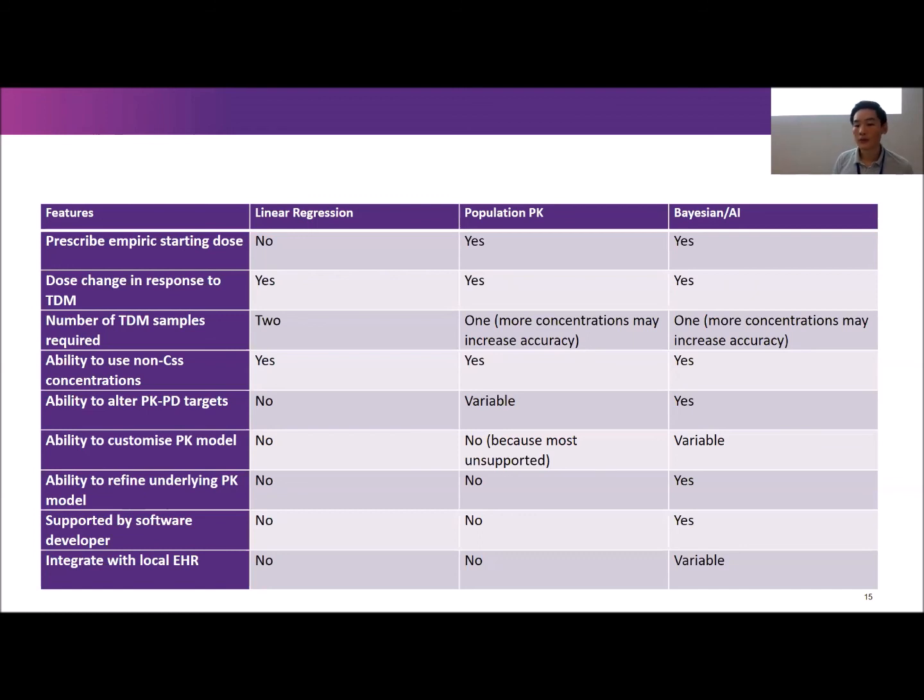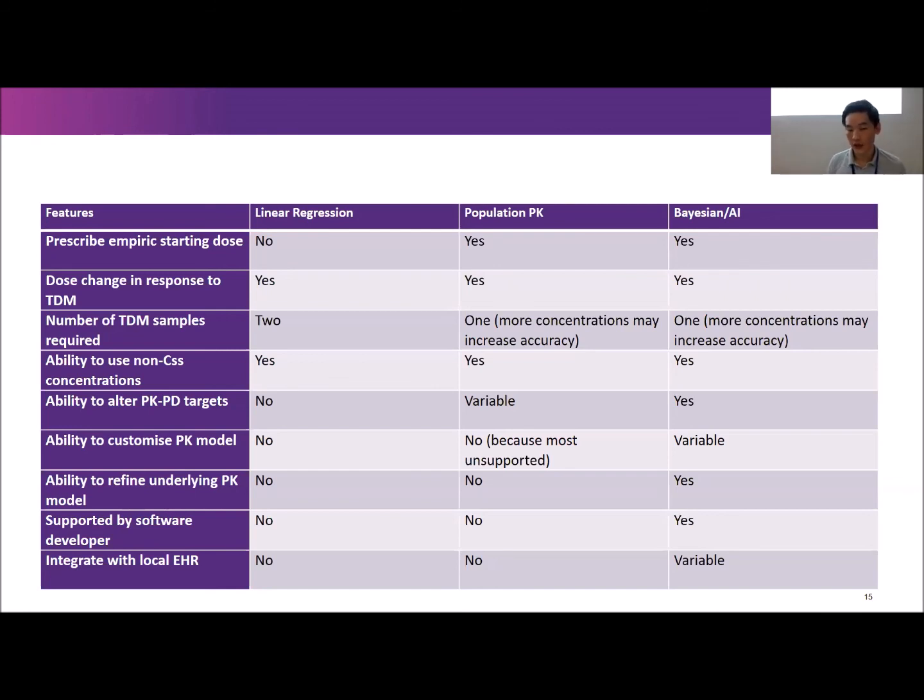In terms of altering PK/PD targets, this might be useful if you have a very resistant pathogen with a higher MIC. Linear regression programs do not have the ability to alter the PK/PD targets. Some population PK models do, and all, or the majority, of the Bayesian programs will have the ability to do that. Now, in terms of customizing the PK model, so you have a specific model that you want to use in the dosing program.